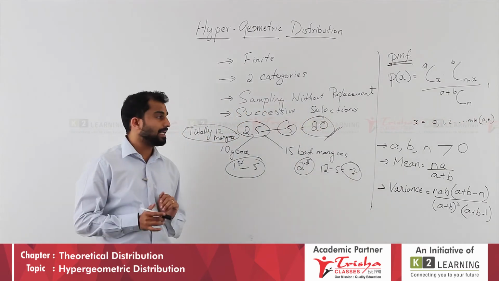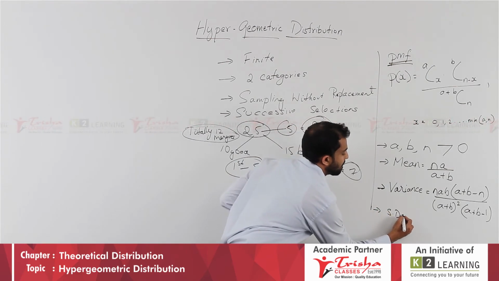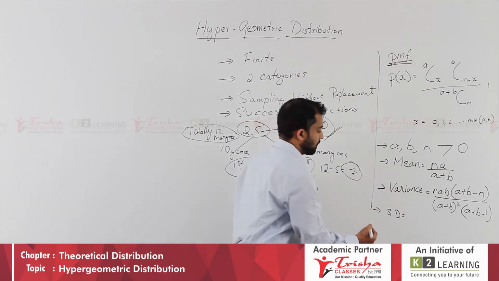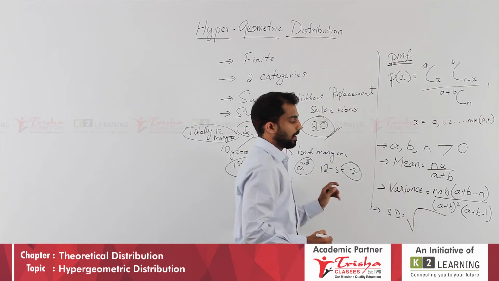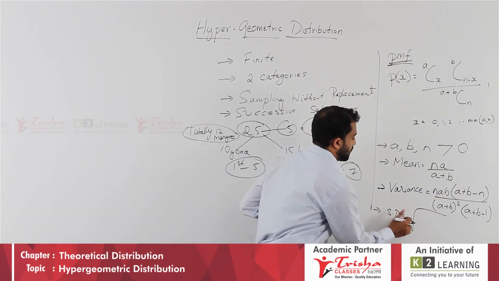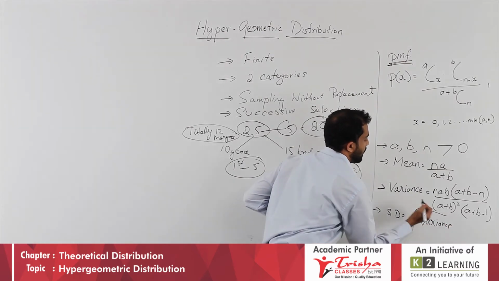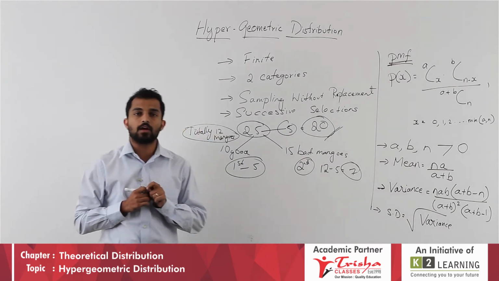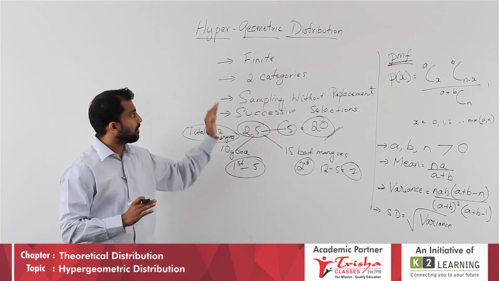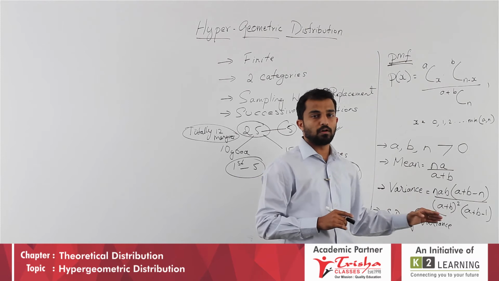What will be the standard deviation, students? Standard deviation will be the same thing as the variance but with a square root. So, I will not write the entire formula again. I will only write standard deviation is equal to square root of variance. Like every concept, Bernoulli, binomial, Poisson, even for hypergeometric distribution, standard deviation is the square root of variance.